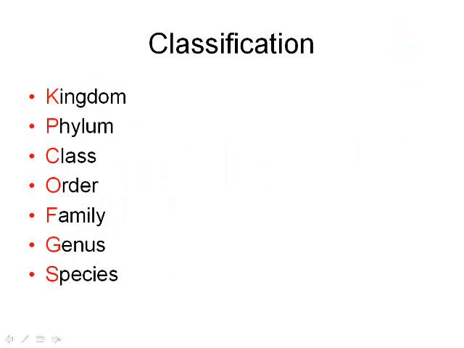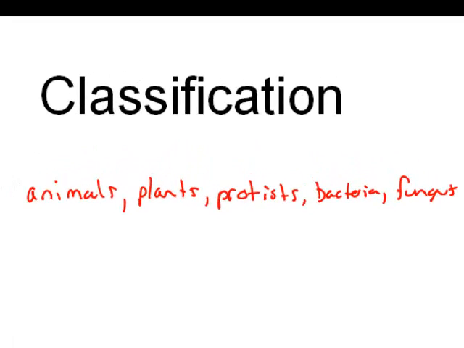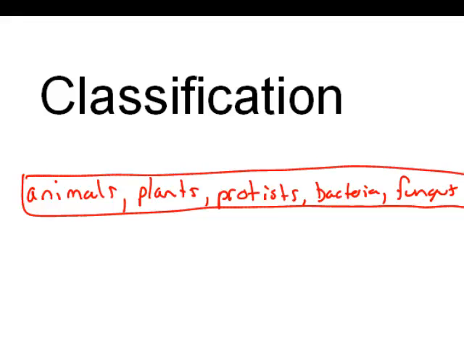So let's look at these classification systems. You've probably heard some of these before. For example, kingdoms: these are the big classifications. This is where all organisms are fit into these 4 or 5 groups. From there, it gets more specific.